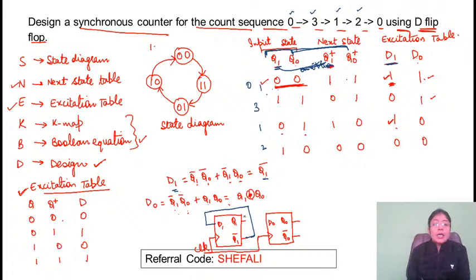Clear? Similarly, for D0, what will be the input? That is nothing but Q1 XNOR Q0. So use the XNOR gate, and the inputs for the XNOR are Q0 and Q1. This is behaving as the input here.